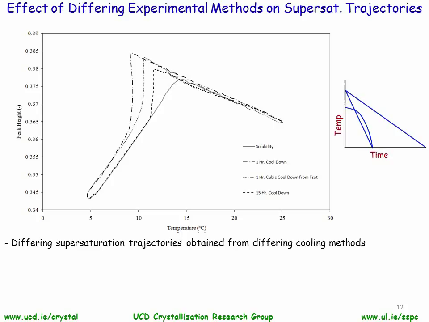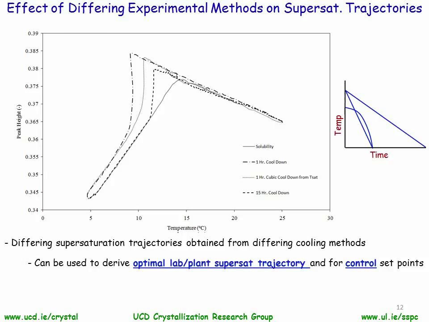So as you can see, this method opens the door for assessing different cooling strategies, but importantly we can use it now to derive optimal lab or plant supersaturation trajectories, and also for control set points for doing direct feedback control. So now let's look at some FBRM data.